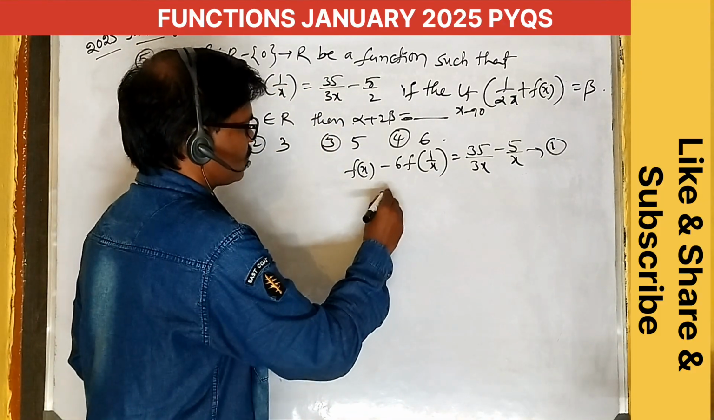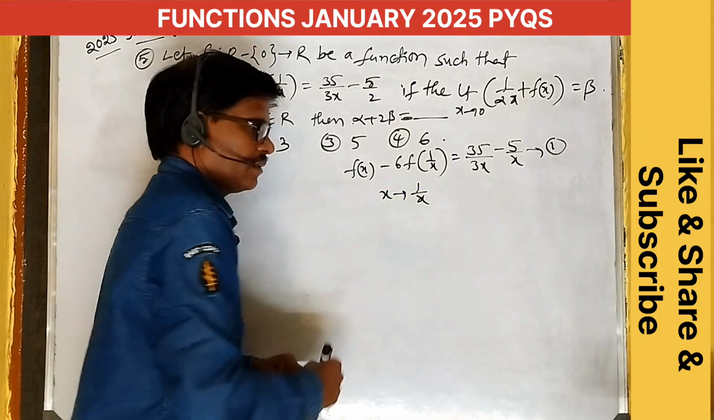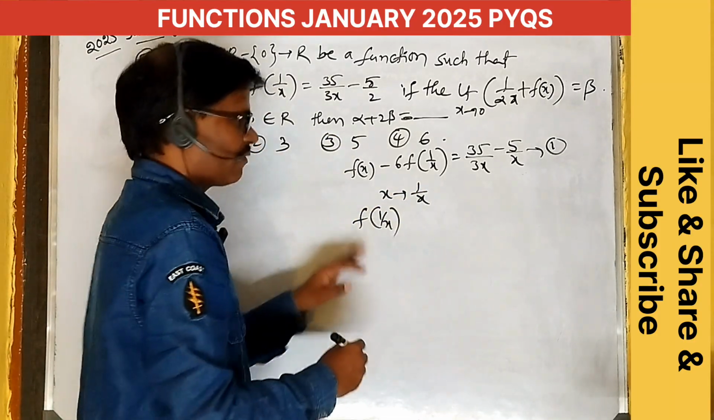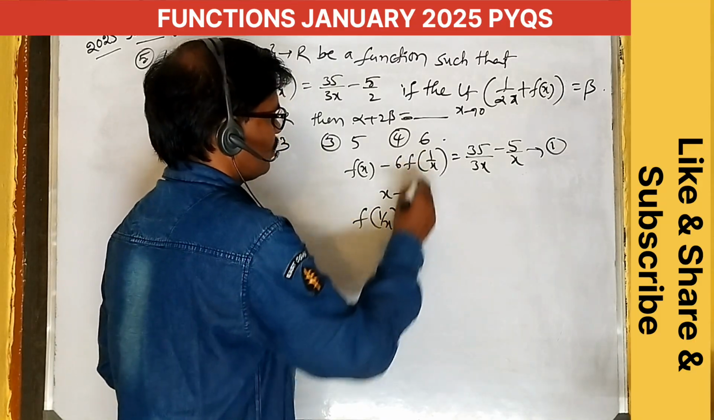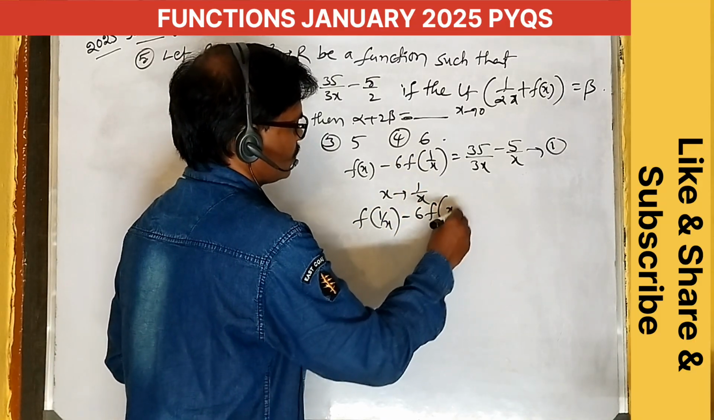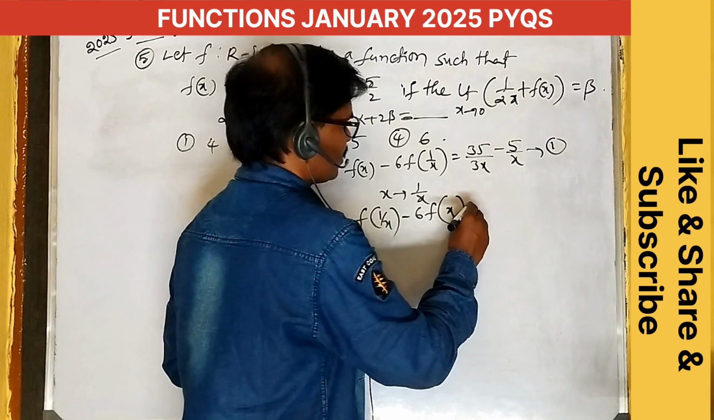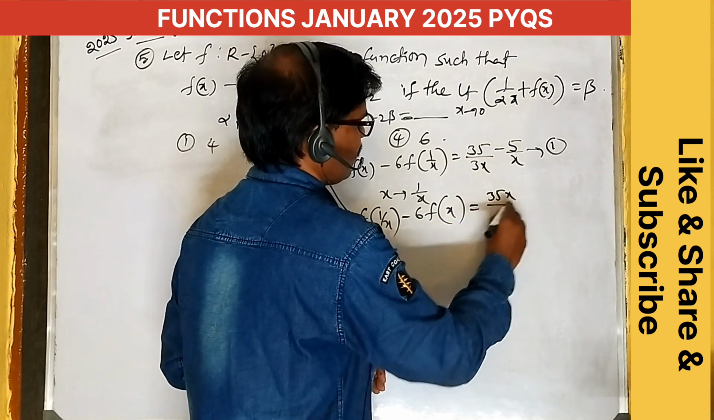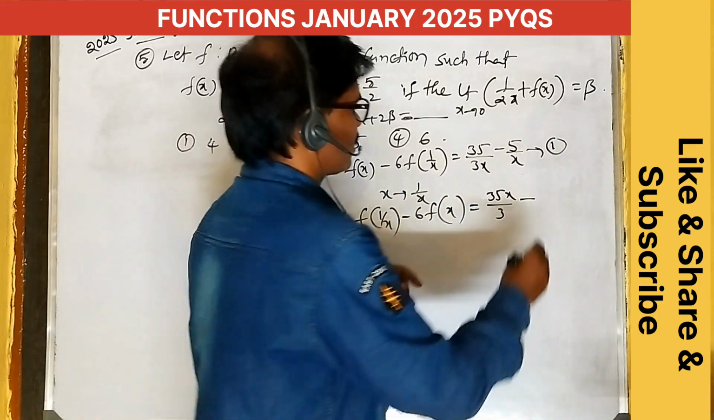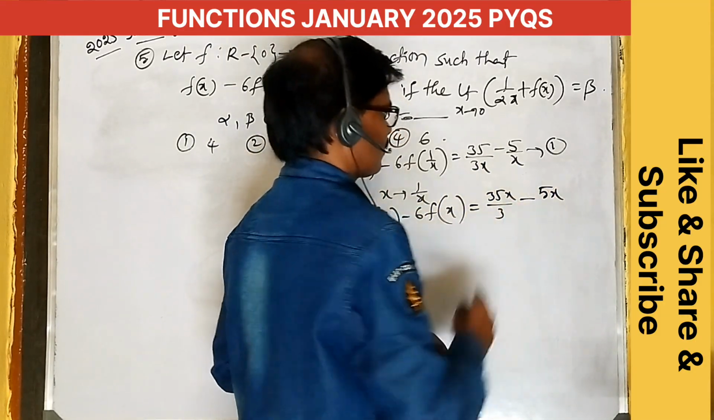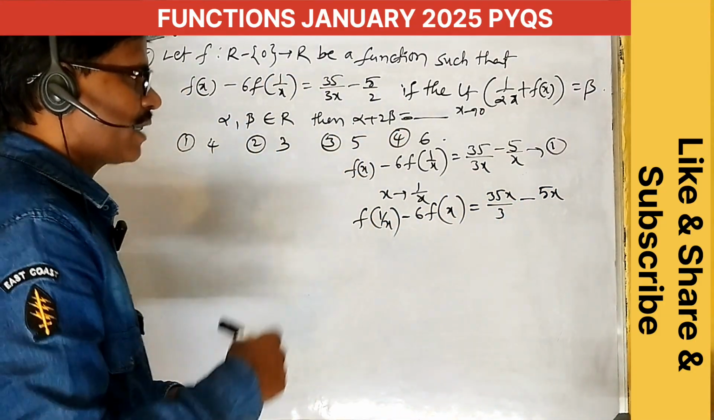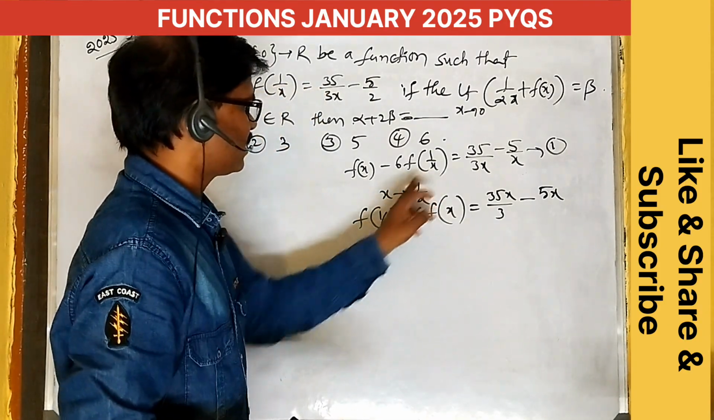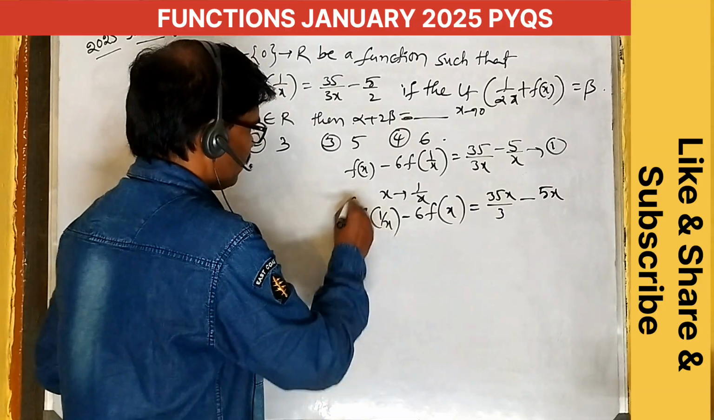Replace x with 1 by x here. Then f of 1 by x minus 6 into f of x equals 35x by 3, minus 5x. This is the f of 1 by x, and this is the minus 6 f of x. Okay, this is multiplied with 6.